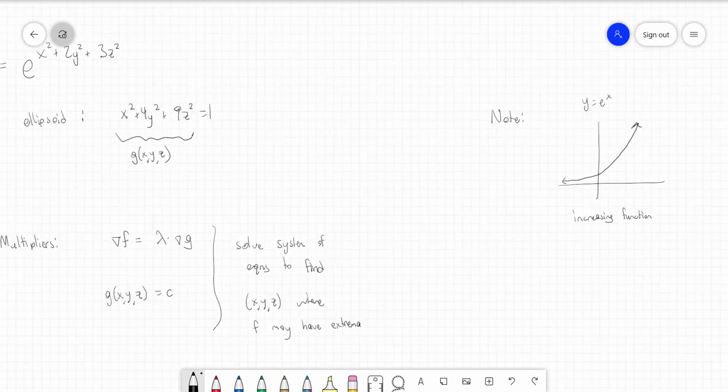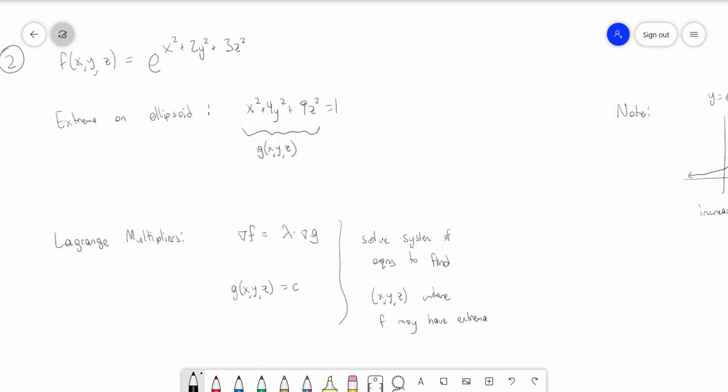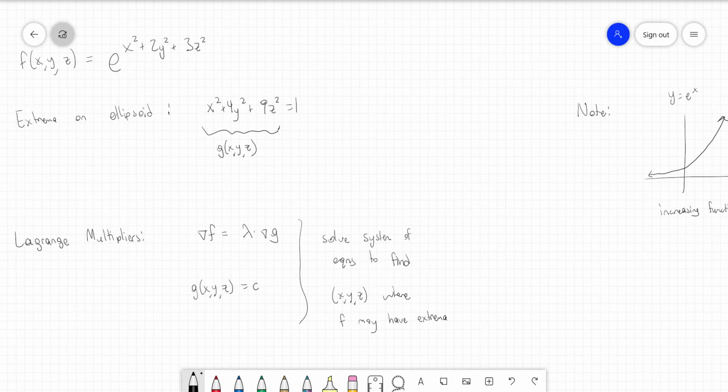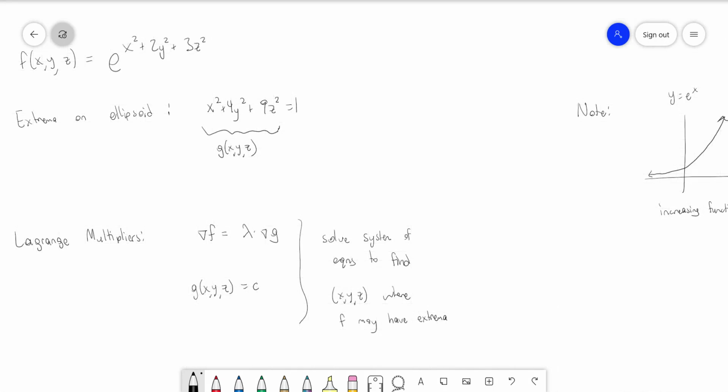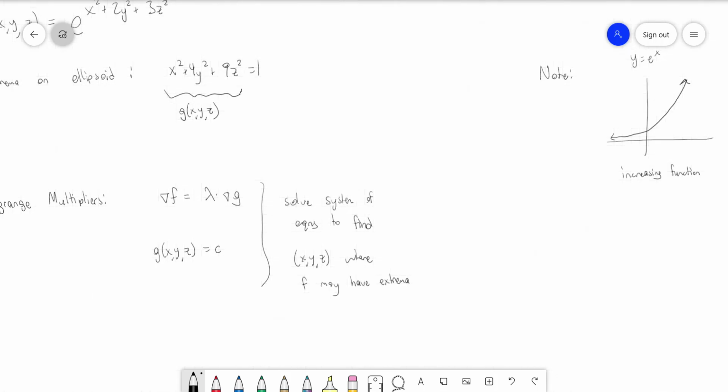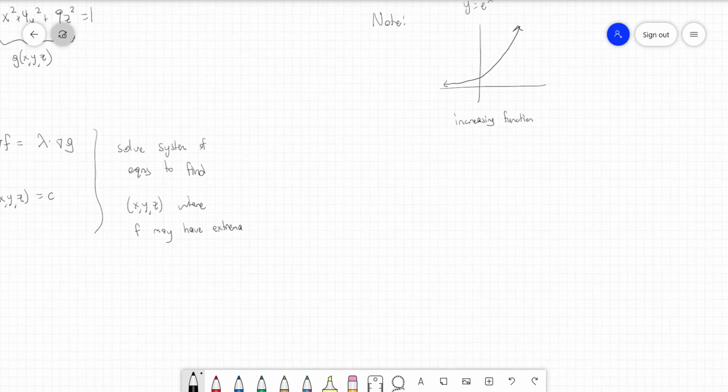So because of this property, when is our function going to be maximal on this ellipsoid? Well, it should be maximal wherever its exponent is maximal on the ellipsoid, and likewise, f will achieve its minimum on the ellipsoid wherever its exponent achieves its minimum. So in other words, rather than optimizing the exponential, we can optimize its exponent instead. That would probably be a little bit easier, working with the exponent rather than with the entire exponential.